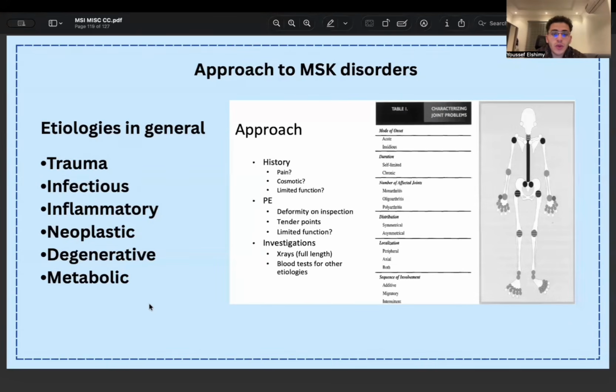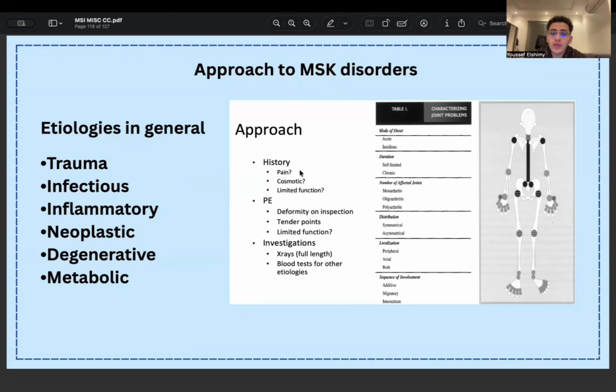So how can we know the underlying etiology for this MSK problem? So basically, and we said it multiple times, we start with history. So if a patient comes, for example, with an MSK disorder, we ask if there's pain.